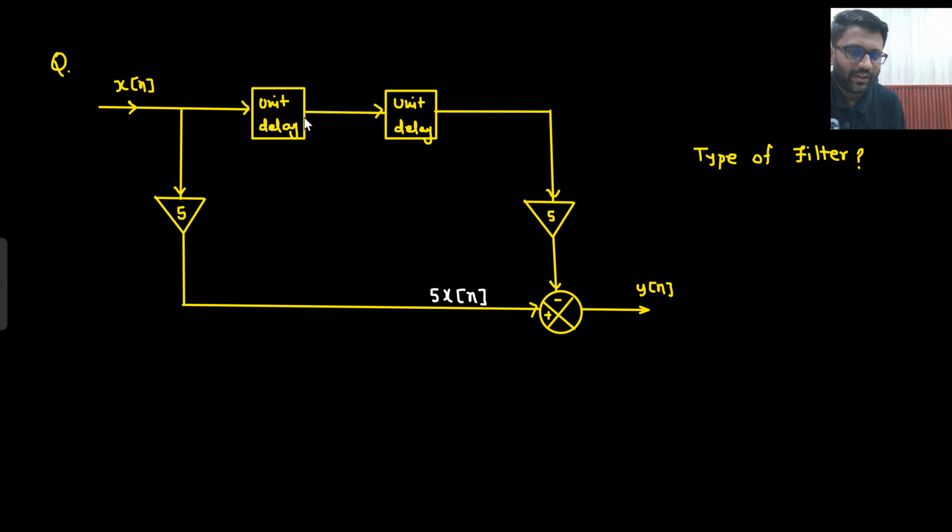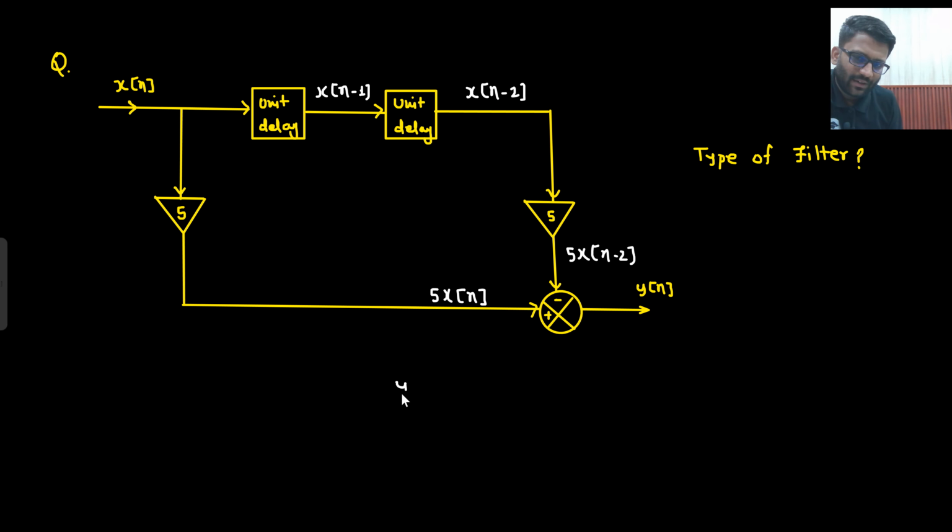Here what is written? Unity delay. That means x of n will go here, and unity delay means here you will get x of n minus 1. Then another unity delay. That means you will get x of n minus 2. Whenever they talk about delay, you will do right shift. X of n minus 1, x of n minus 2. Unity delay, then another unity delay, so delay by 2. And then what will happen? This will come and it will be multiplied with 5. So 5x of n minus 2.